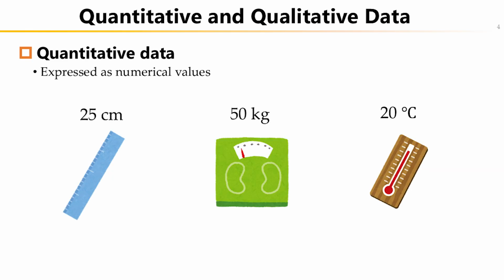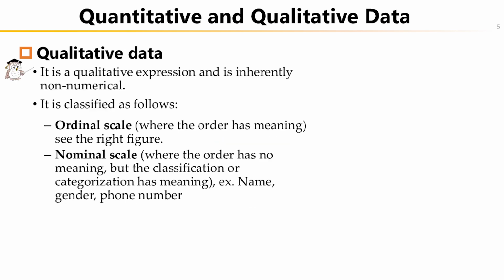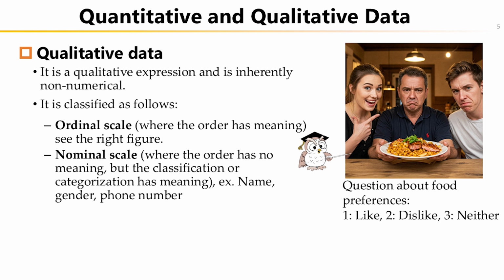There are two types of data: quantitative data and qualitative data. Quantitative data expresses the amount or state of something using numbers. For example, length in centimeters, mass in kilograms, and temperature at 20 degrees are quantitative data. On the other hand, qualitative data is a qualitative expression and is inherently non-numerical. It is classified as follows: ordinal scale, where the order has meaning, see the right figure. Nominal scale, where the order has no meaning, but the classification or categorization has meaning, such as name, gender, phone number.